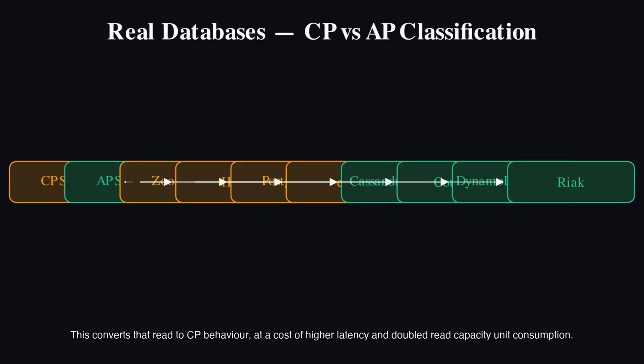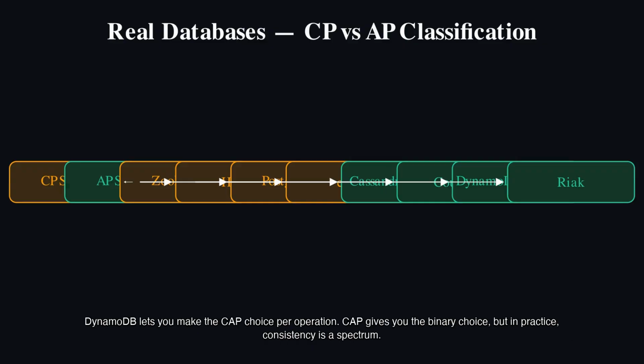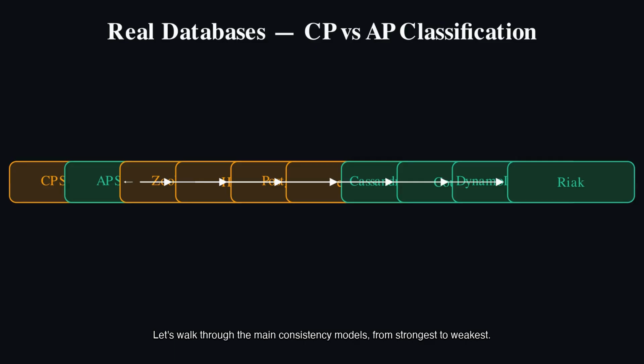This converts that read to CP behavior at a cost of higher latency and doubled read capacity unit consumption. DynamoDB lets you make the CAP choice per operation. CAP gives you the binary choice, but in practice, consistency is a spectrum. Let's walk through the main consistency models, from strongest to weakest.